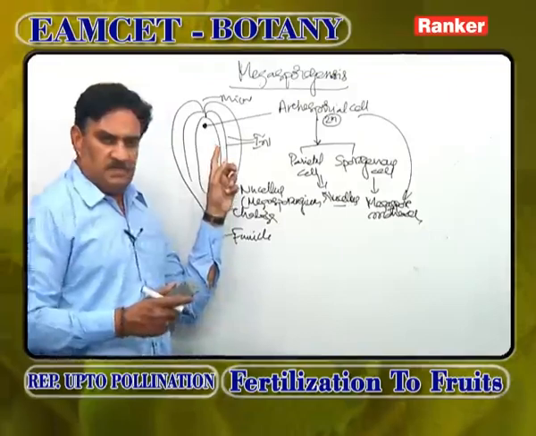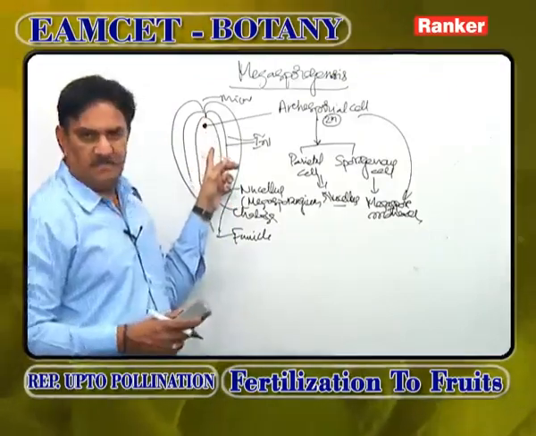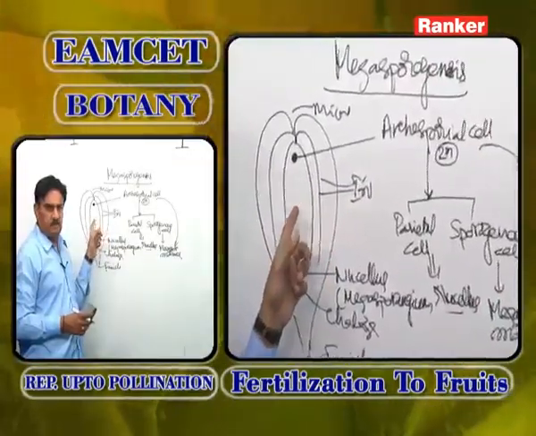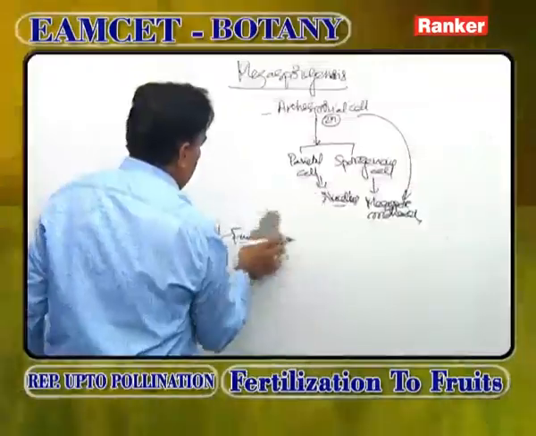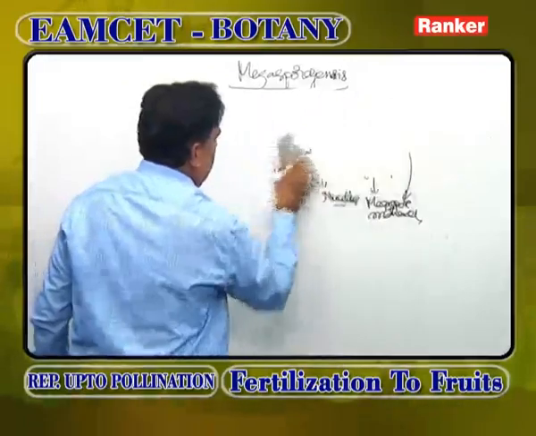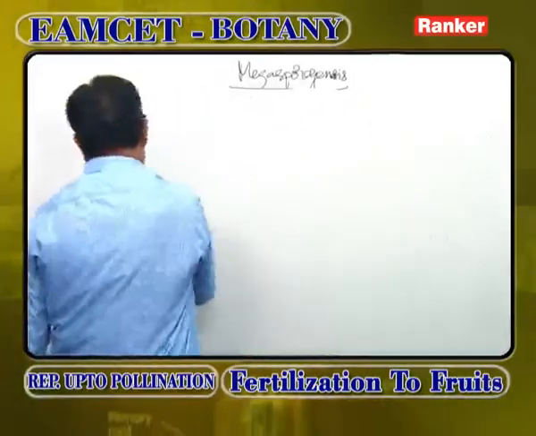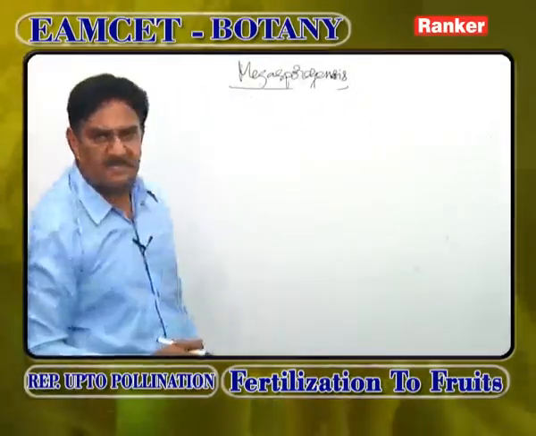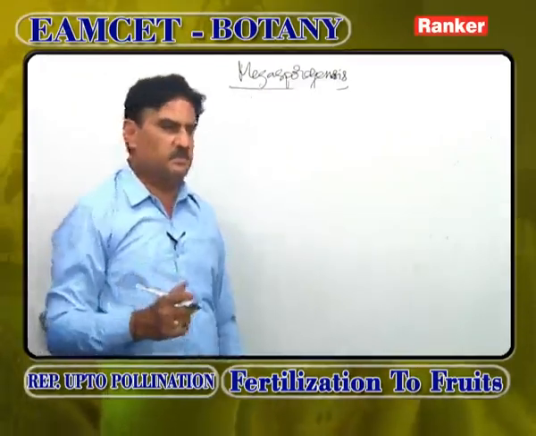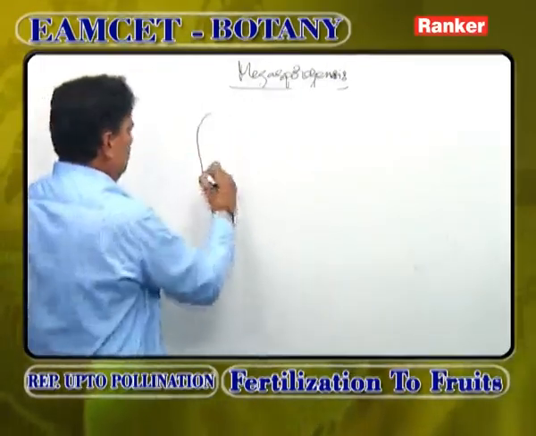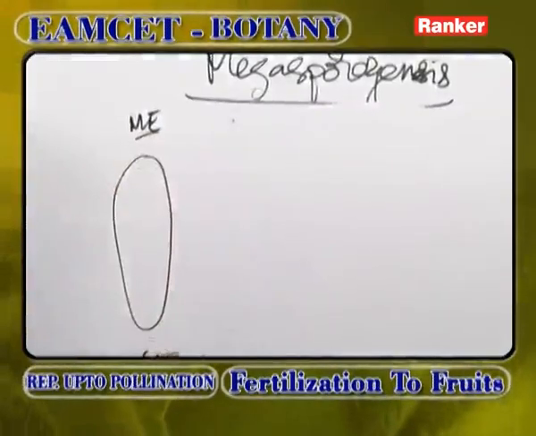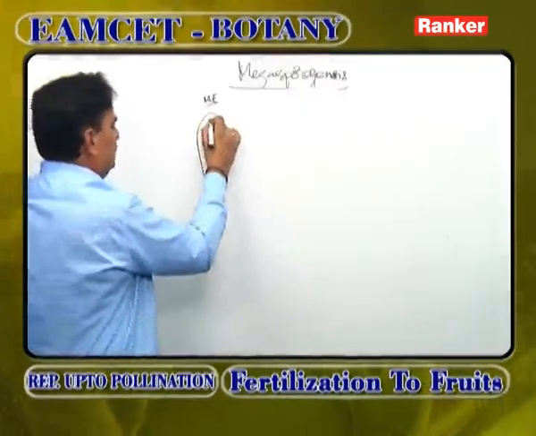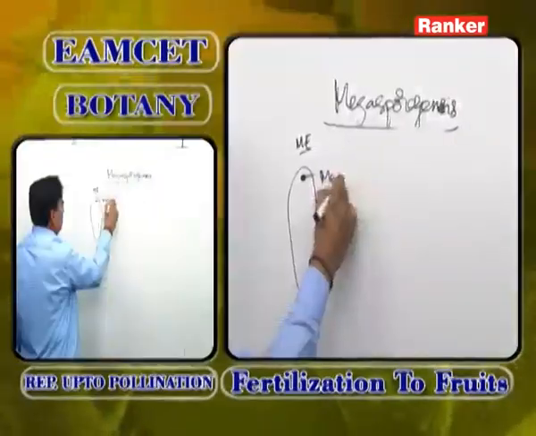So, one of the hypodermal cells in the nucellus transforms into an archisporial cell. The archisporial cell divides and gives rise to a parietal cell and a sporogenous cell. The parietal cell increases the amount of nucellus. The sporogenous cell converts into the megaspore mother cell. Now, in the nucellus, towards this end is the micropyle end, towards this end is the chalaza end. It has one megaspore mother cell.